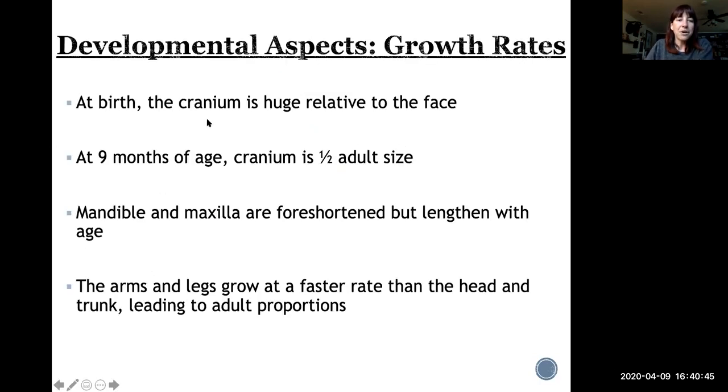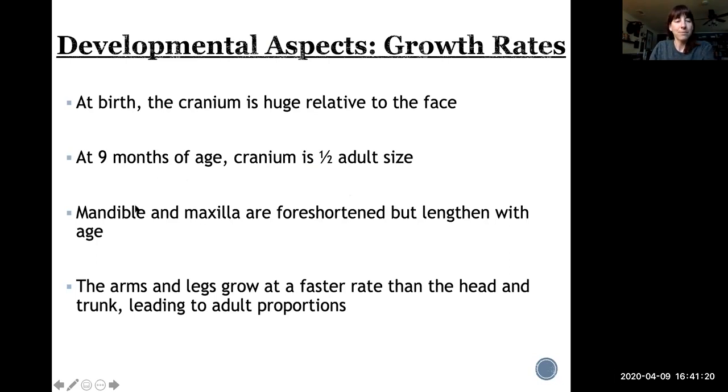So at birth, hence needing fontanelles, the cranium is ginormous, especially compared to the face and the rest of the body, right? So babies have this great big head and this little tiny face on front. At 9 months of age, so not even a year, the head is almost half of adult size, which is crazy when you think about it. Is the rest of the baby's body half of adult size? No, it's not. The head is huge compared to the rest of the body.